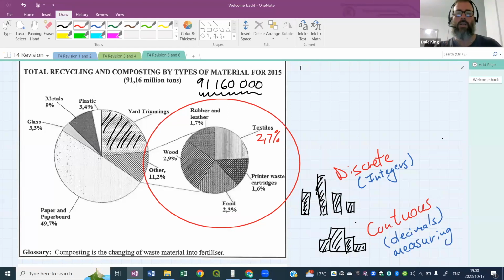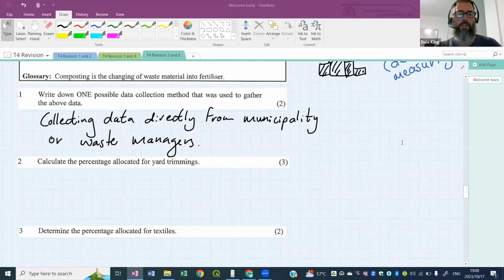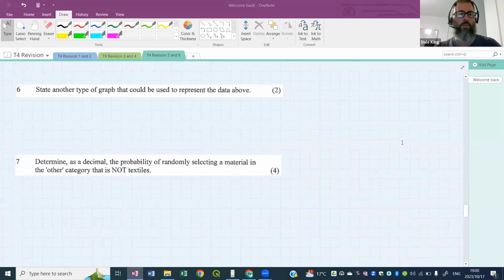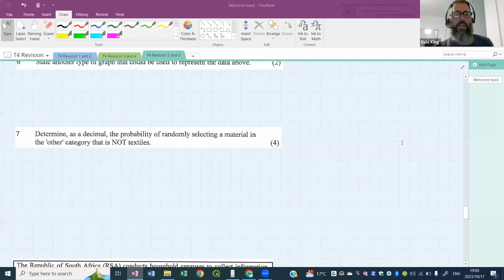Yeah, Peter, the fact that you're saying I think, we need to dig deeper. This is a 4-mark question as well. It's the last one, which is usually the tricky one. Okay, so there's the diagram. And here's the question 7. Determine as a decimal the probability of randomly selecting a material in the other category that is not textiles. And they've made the word not in capitals. They're trying to emphasize that. Very interesting. All right, we will start Thursday's lesson with this one and have a look at it again.